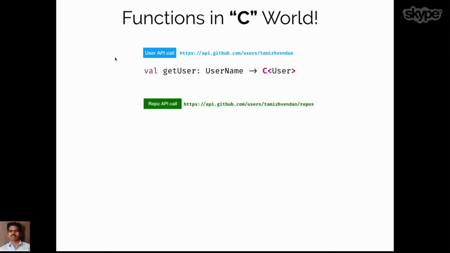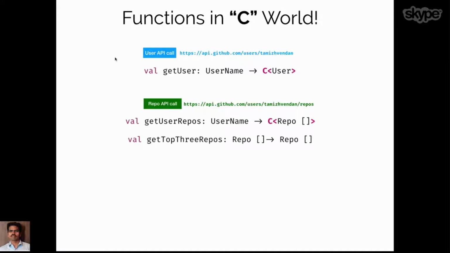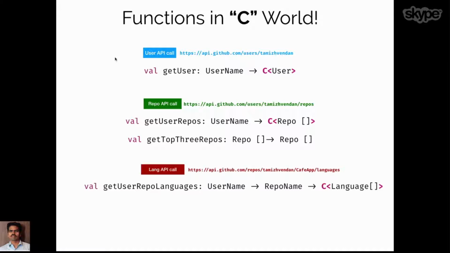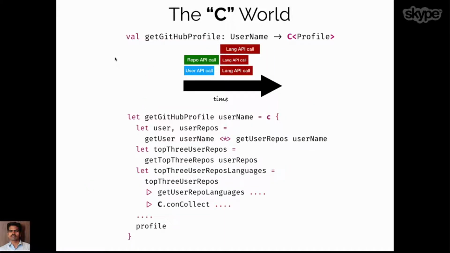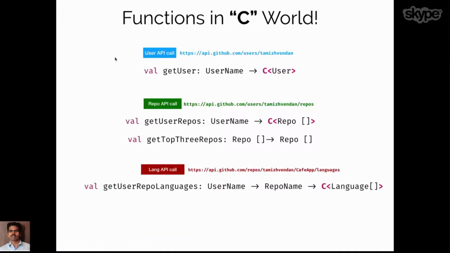Okay. Likewise, for the remaining functions, we can put those contexts in the picture. Say, the repo function just takes the username and returns a list of repos in a context. And likewise, for the languages API also, we get the username, get the repo name, and return the language list, putting that into a context.